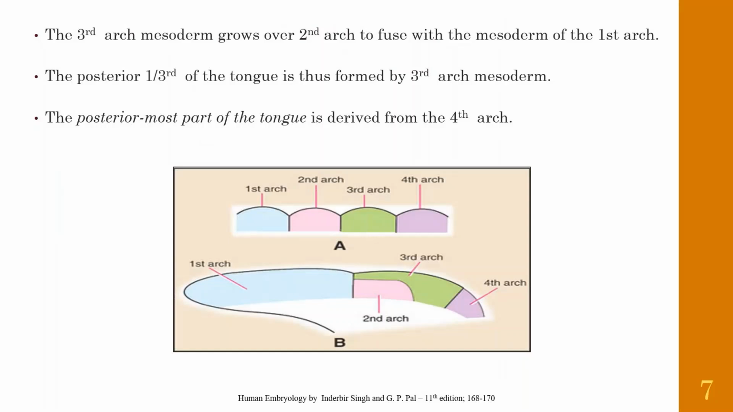The second arch mesoderm gets buried below the surface. The third arch mesoderm grows over it and fuses with the mesoderm of the first arch. Hence, the posterior one-third of the tongue is thus formed by the third arch mesoderm. The posterior-most part of the tongue is derived from the fourth arch.